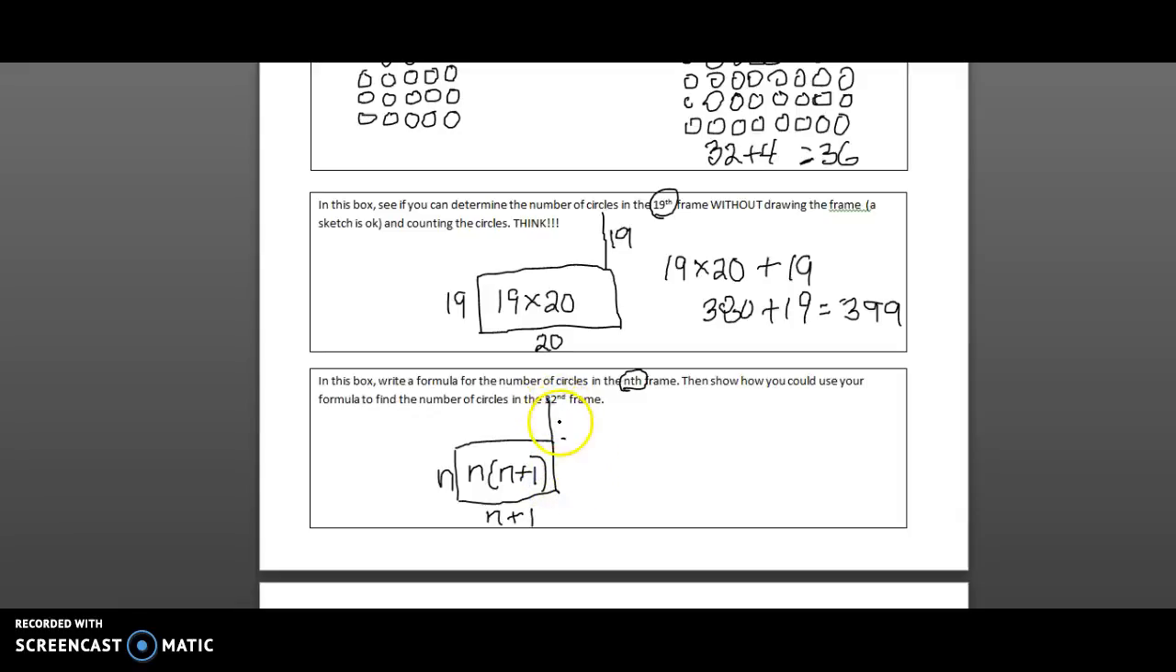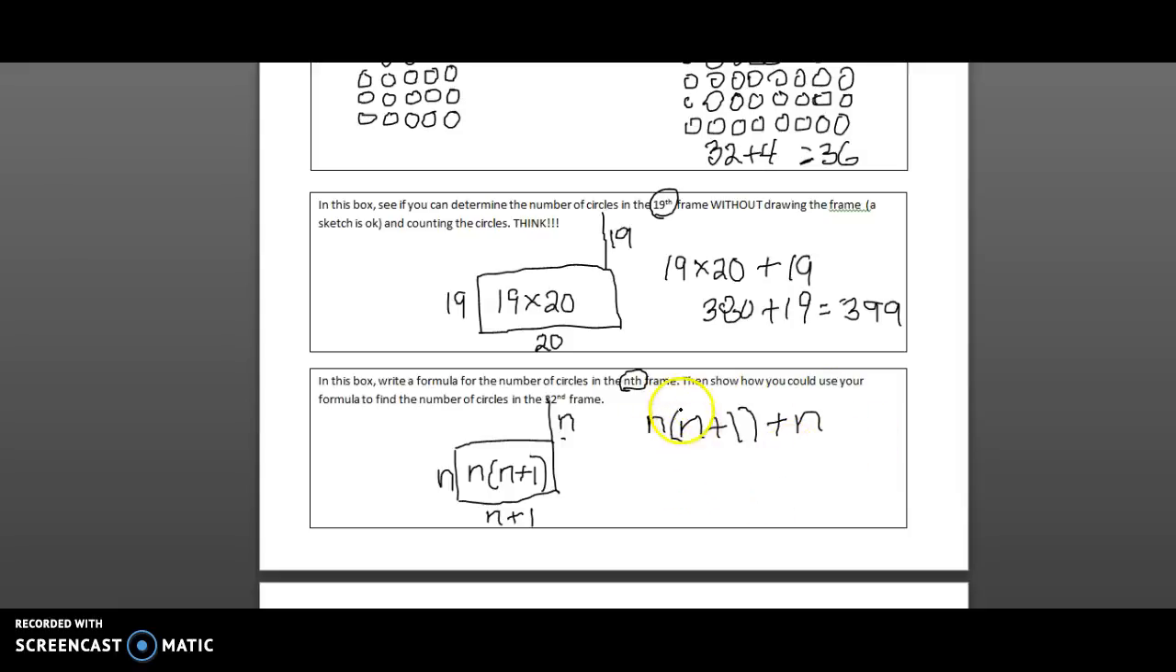And then we can't forget our chimney here. Our chimney is exactly the frame number, so that is n. So when I write my explicit formula for how many circles are in the nth frame, I'm going to take n, multiply that by n plus 1, and then I'm going to add on n more. If you're not very good with algebra, you might want to stop right here and say, hey, that's my explicit formula, and I'm perfectly fine with that.